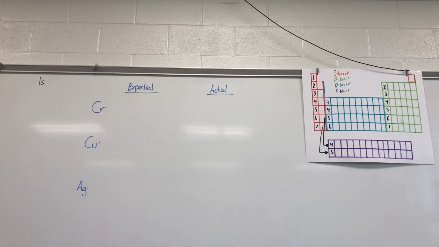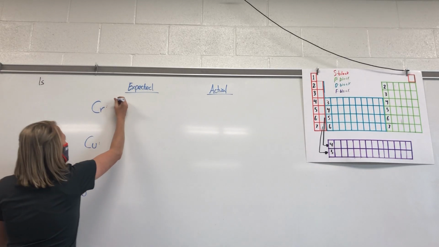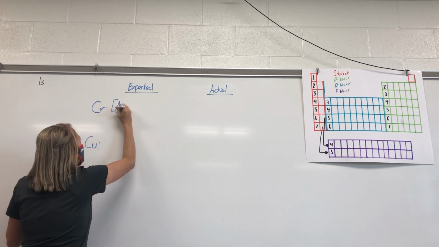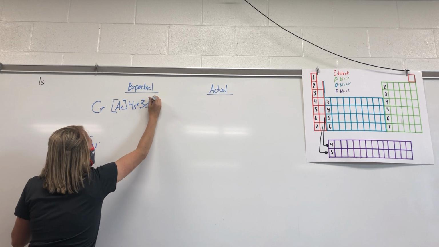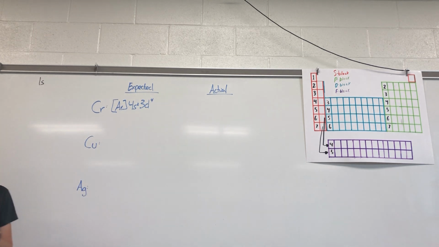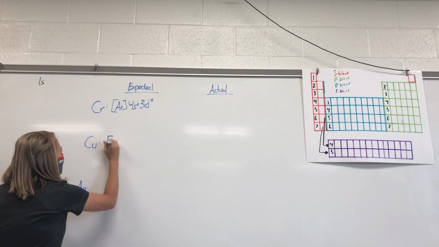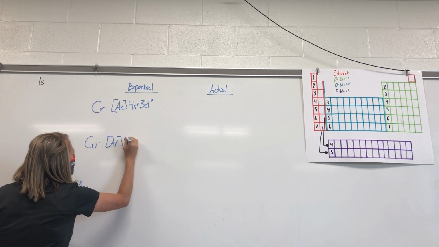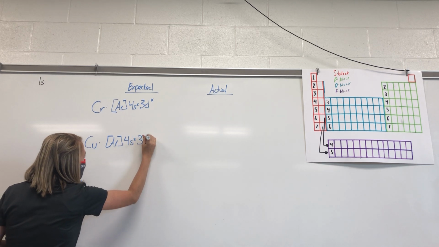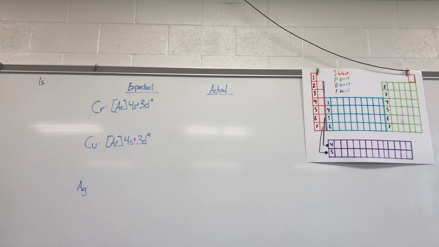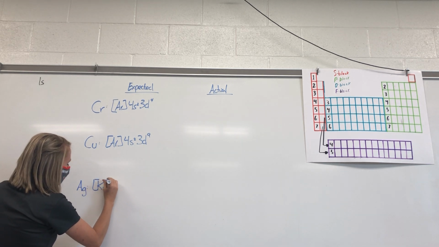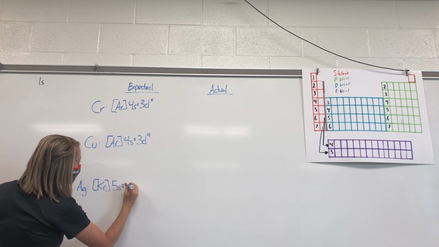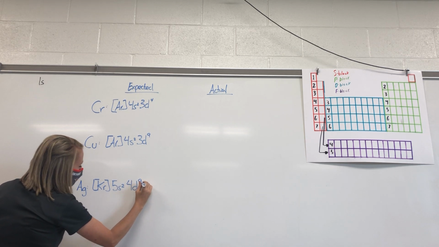Okay, so the expected configuration for chromium would be Ar 4s2, 3d4. That's what you should have. Okay. Copper, you'd have Ar 4s2, 3d9. And then silver is Kr 5s2, 4d9.